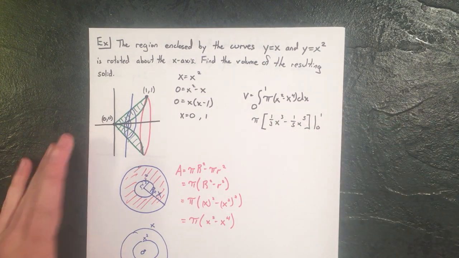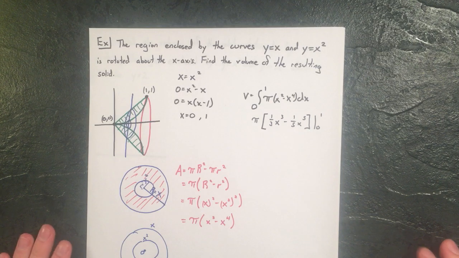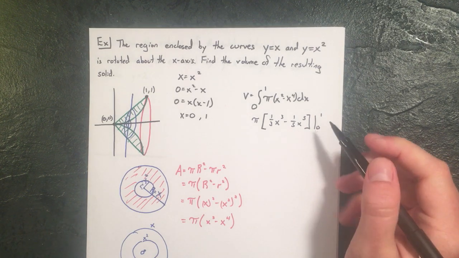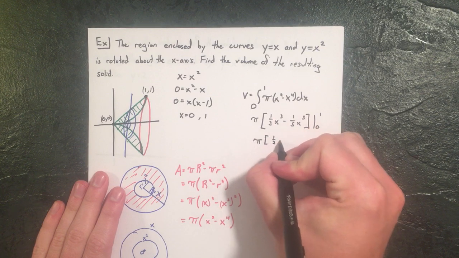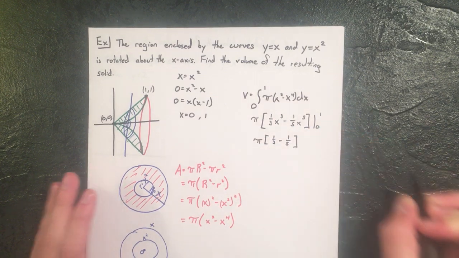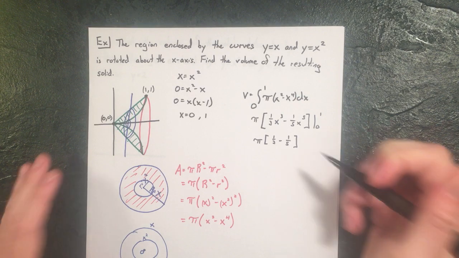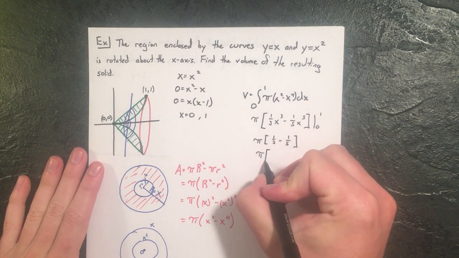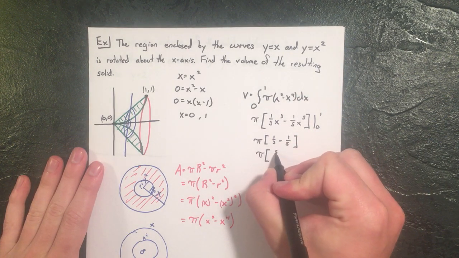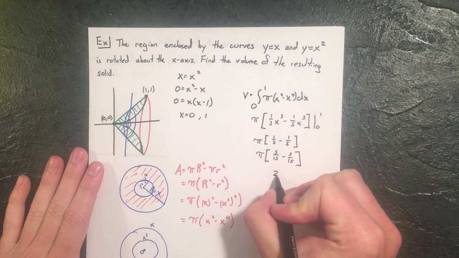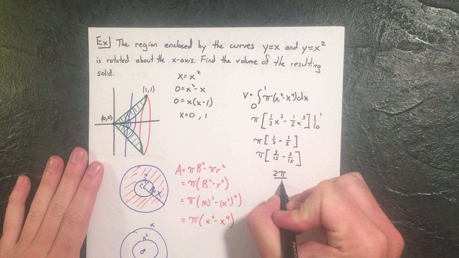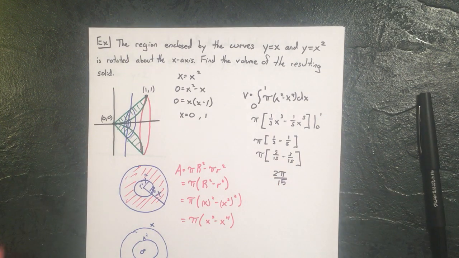And that's from 0 to 1. 1 is really nice to plug in, so is 0 here. So it's pi times 1/3 minus 1/5. So common denominators there. We're going to get, what is this? 5/15 minus 3/15. 2 pi over 15 is looking like our final answer here.